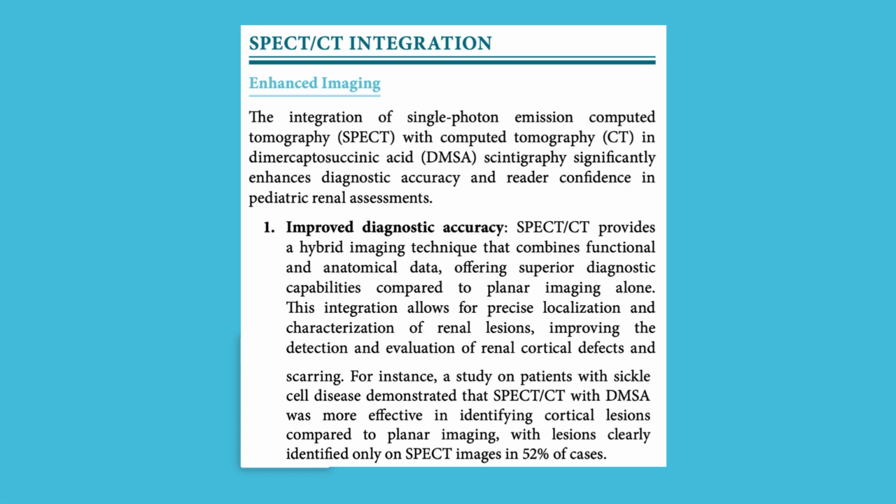For instance, a study on patients with sickle cell disease demonstrated that SPECT/CT with DMSA was more effective in identifying cortical lesions compared to planar imaging, with lesions clearly identified only on SPECT images in 52% of cases.